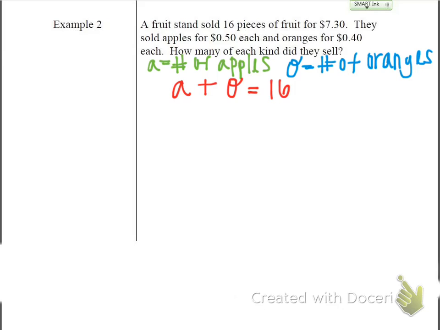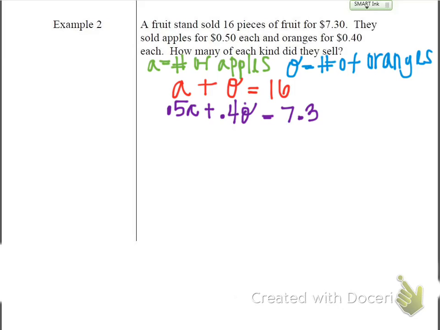The second equation always has to do with the cost and how much money we made. How much does an apple cost? 50 cents, so 0.5, right? You don't have to put the 0 behind it. So 0.5a plus, how much does an orange cost? So that's 0.40 equals, how much did we make? $7.30. I'm just going to put 7.3 because you don't need the 0 behind it right now.